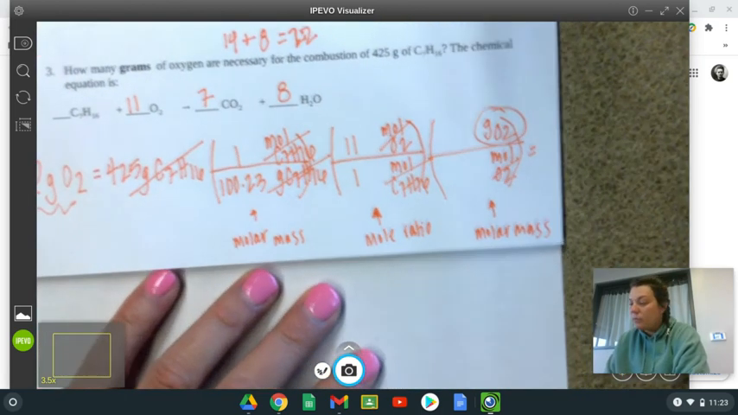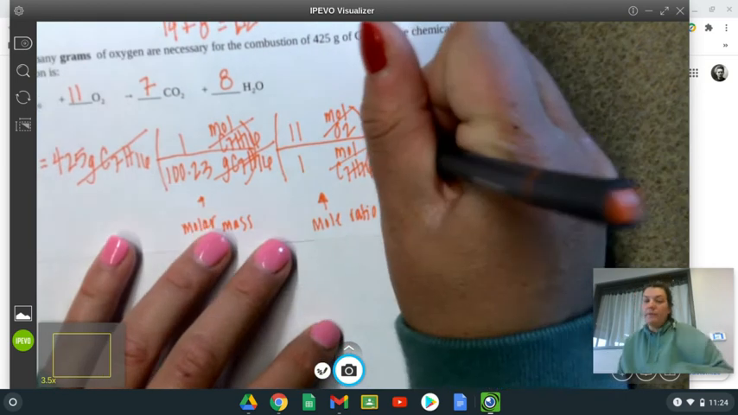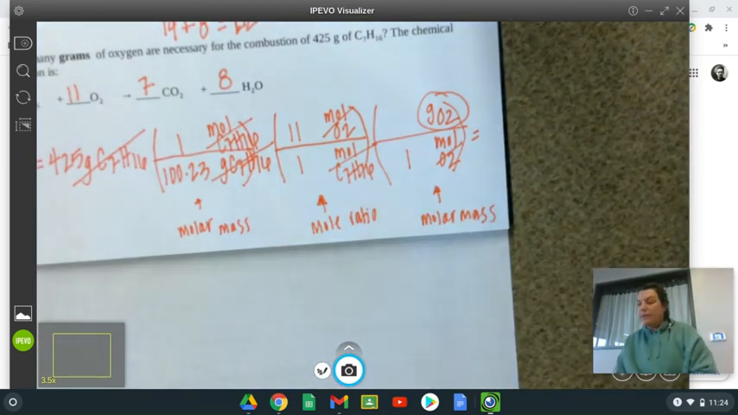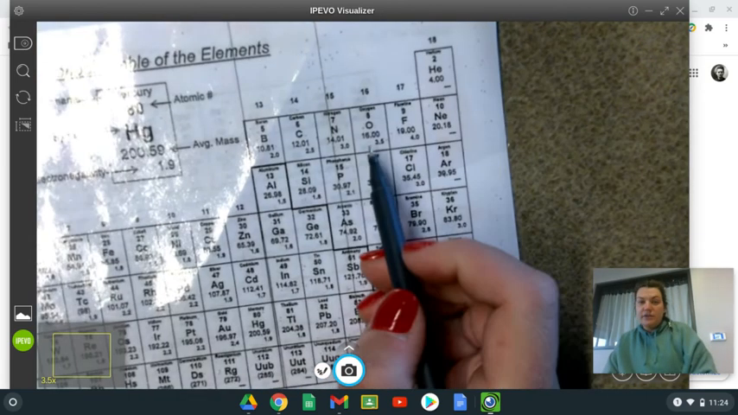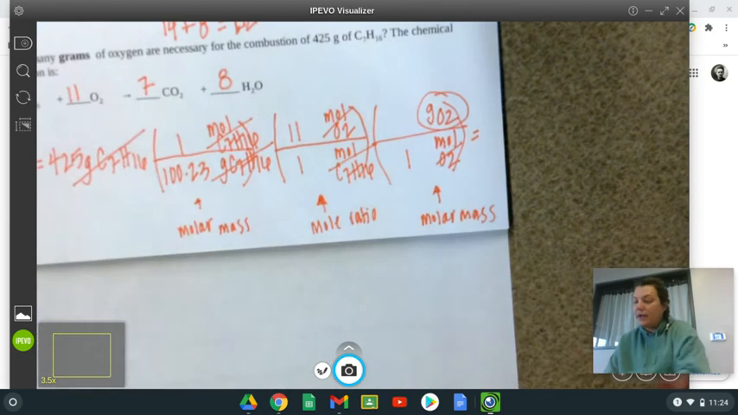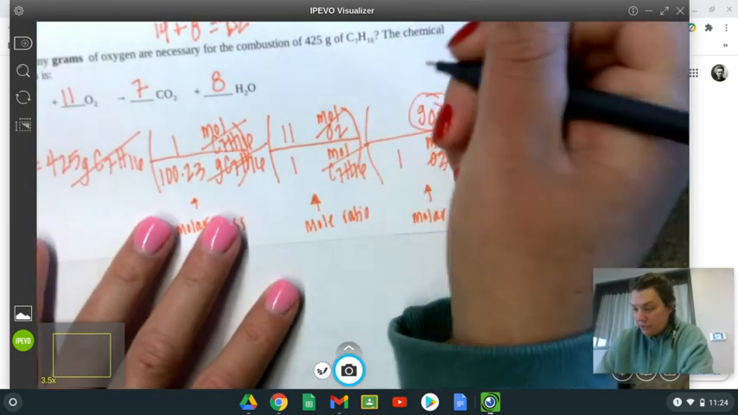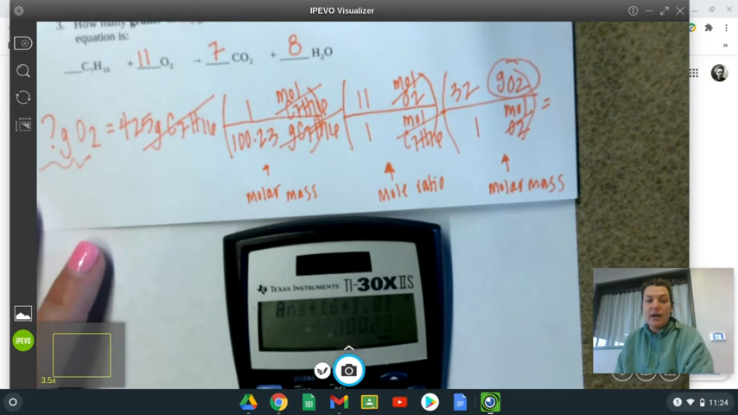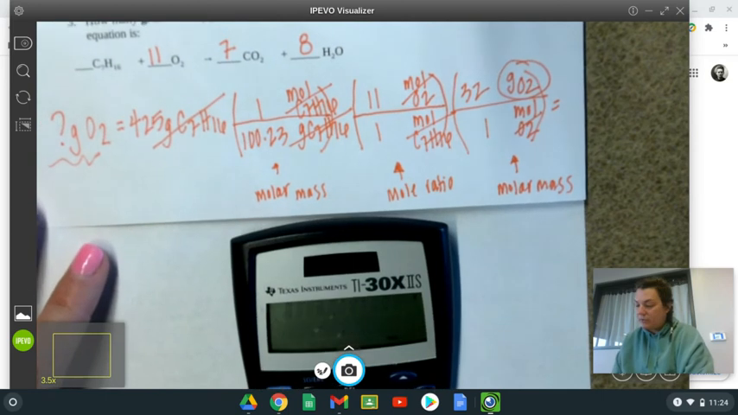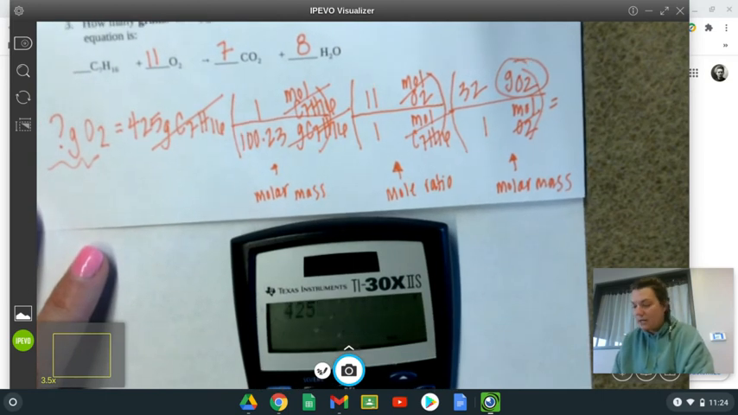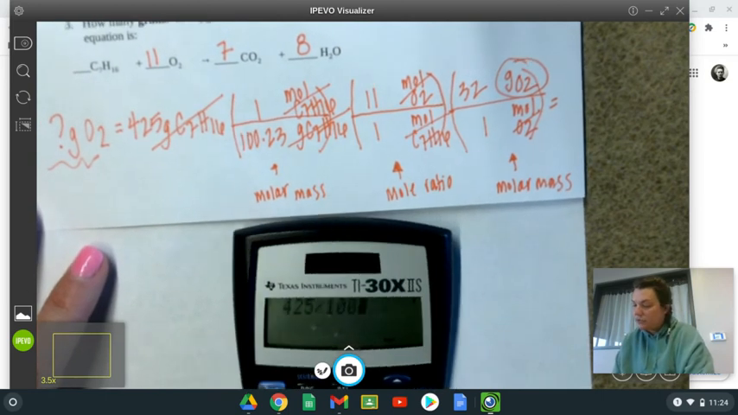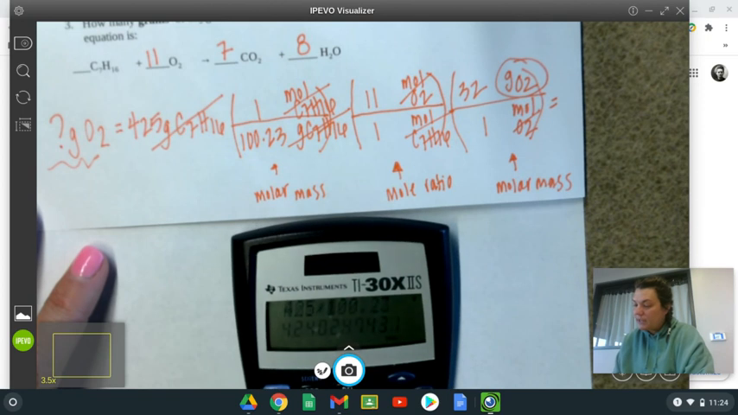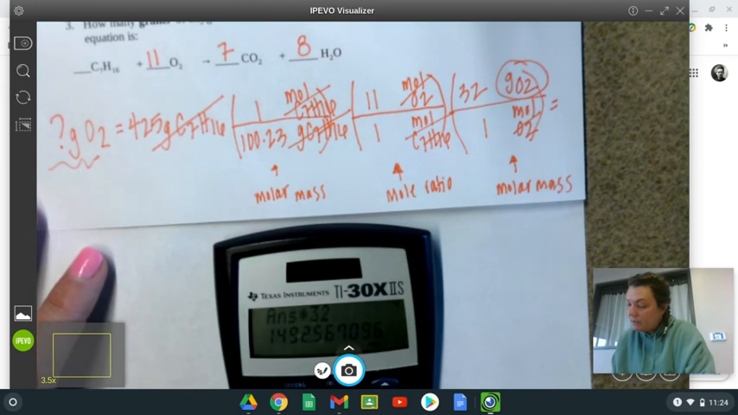And then since I'm doing molar mass again, I can put 1 with the mole and then go back onto the periodic table and look. So oxygen weighs 16, there's 2 of them. So 16 times 2 is 32. And now I can plug this into my calculator. Times by the top, divide by the bottom. So I'm going to go 425 times 1 divided by 100.23 times 11 divided by 1 times 32 divided by 1. And I'm getting a pretty big number here.